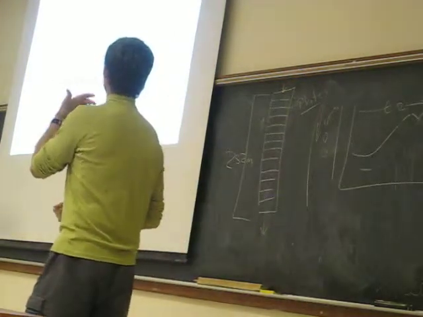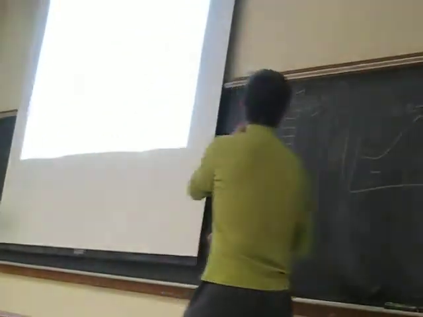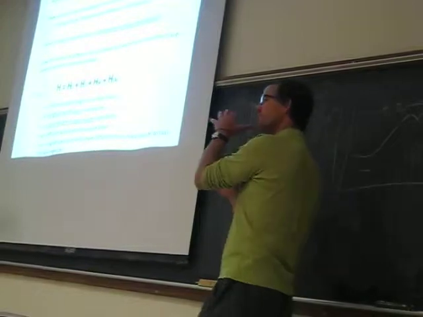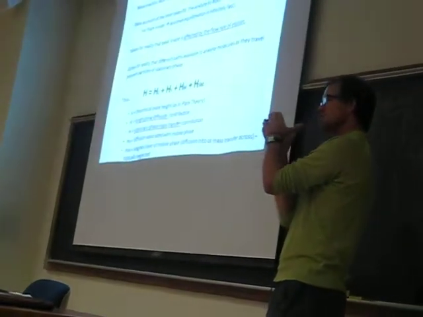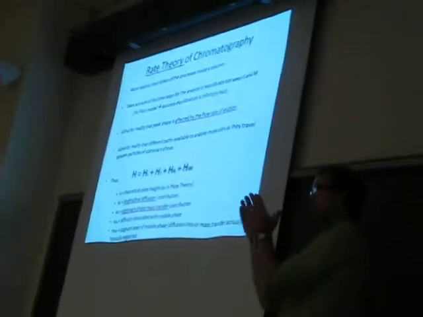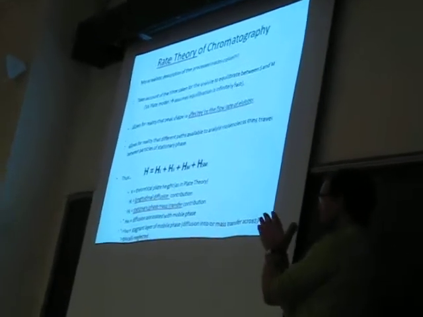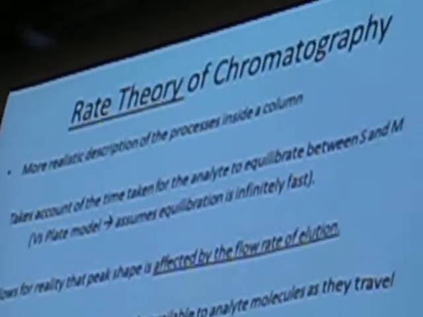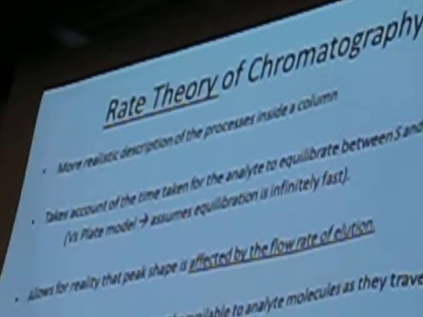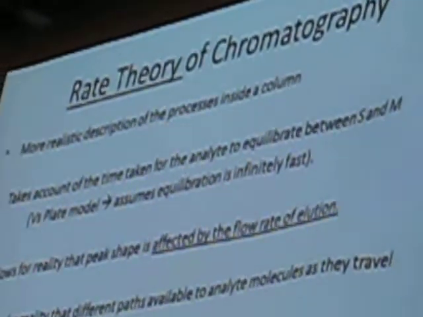Okay? And so the rate theory still builds on the idea that there are hypothetical functional units in the column upon which analytes are partitioning, but it incorporates other kinds of physical processes that occur in the column to describe that separation more realistically.